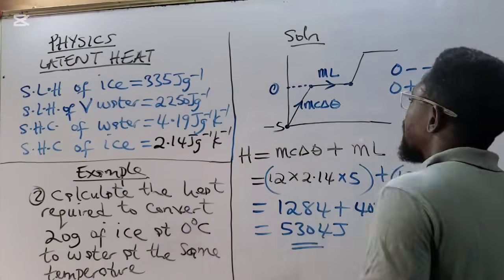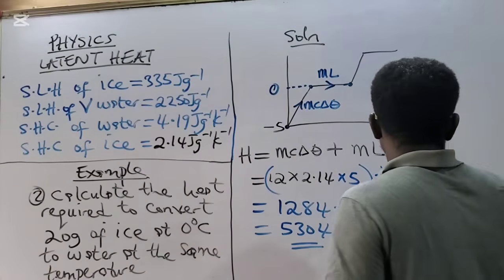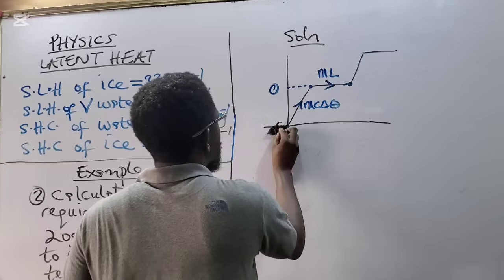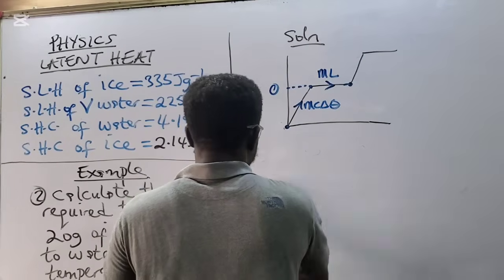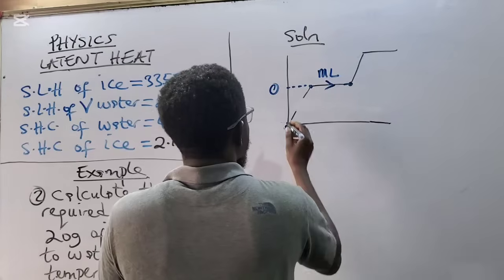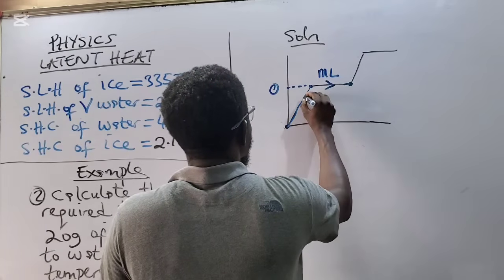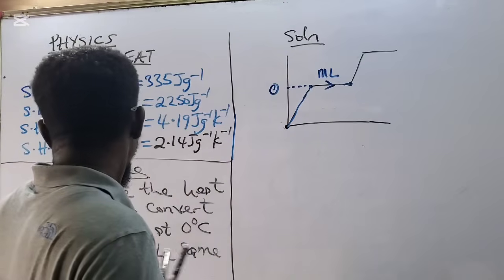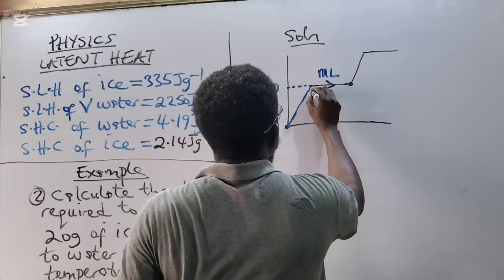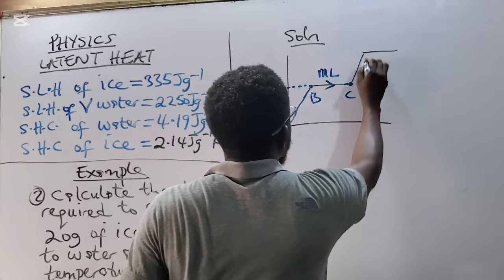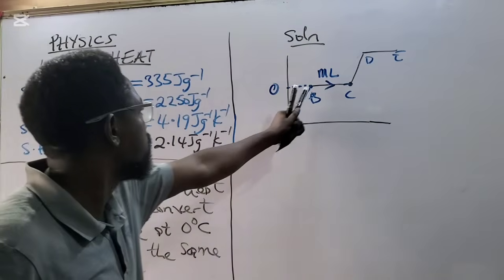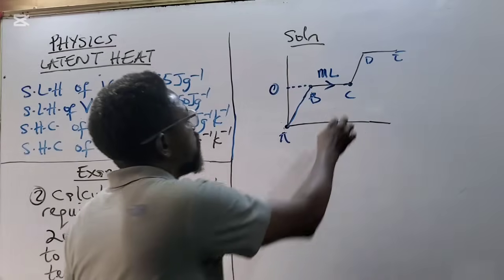Now, if you have a question like that, we still make it on the same diagram. That's the diagram we're going to use throughout. So now, ice at 0 is here, at point B, on the diagram A, B, C, D, E. So the ice is at point B, 20 grams of ice at 0, and water at the same temperature.